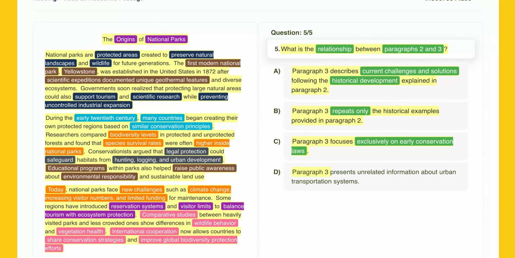Now let's take a closer look at option D. Paragraph 3 presents unrelated information about urban transportation systems. Option D claims paragraph 3 presents unrelated information about urban transportation systems. While it mentions visitor numbers, it does not discuss urban transportation systems, like buses or trains in cities. Therefore, this is incorrect. Here, the correct option is A, which shows that once we understand the main idea of the text, identifying the correct answer becomes much more straightforward.